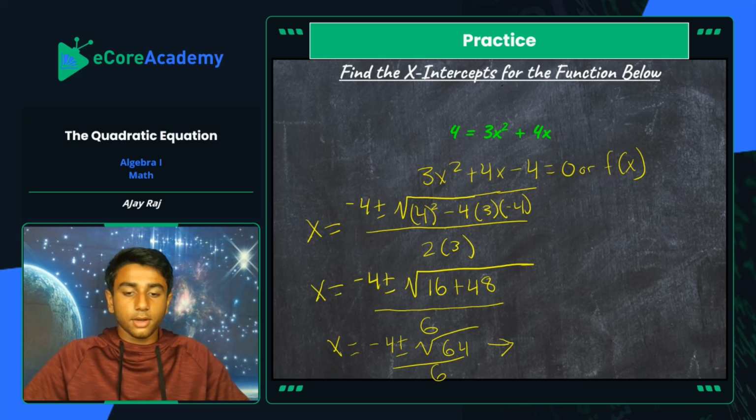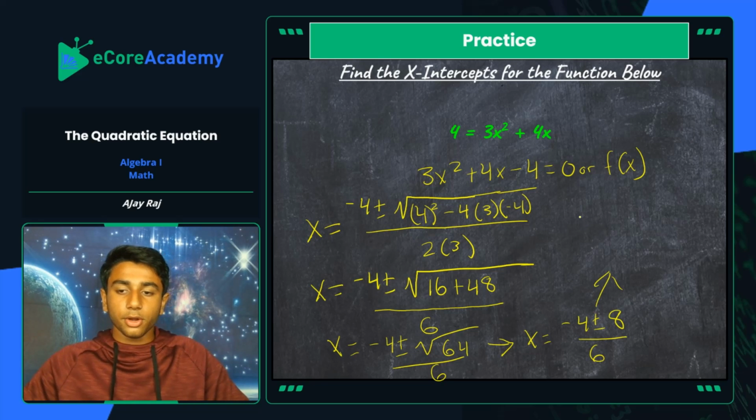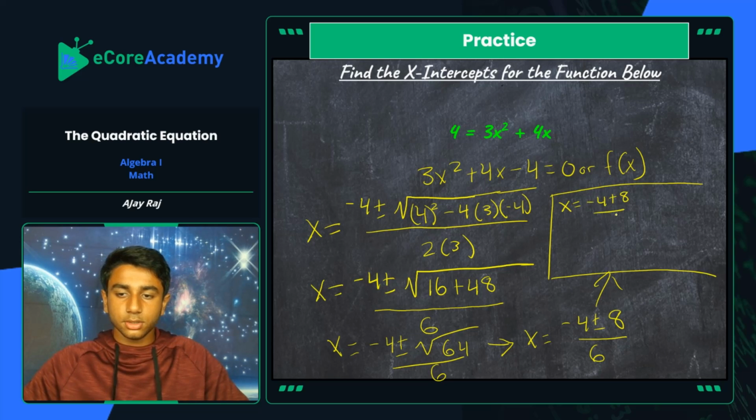We can simplify that, obviously. 64 is a perfect square. So we're left with x equals negative 4 plus or minus 8 over 6. Now, we're not done here yet. We have to find out what the two solutions are because it's a plus or minus. So in terms of finding what the solutions are, we're going to create an OR statement here. So x can equal negative 4 plus 8 over 6. That's one of the solutions. Or x can equal negative 4 minus 8 over 6.